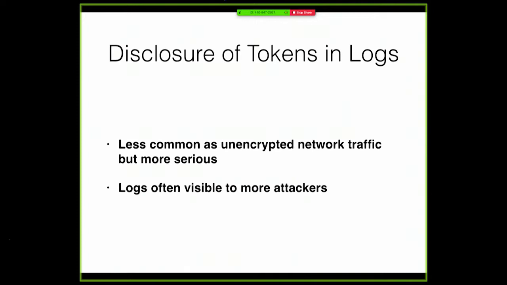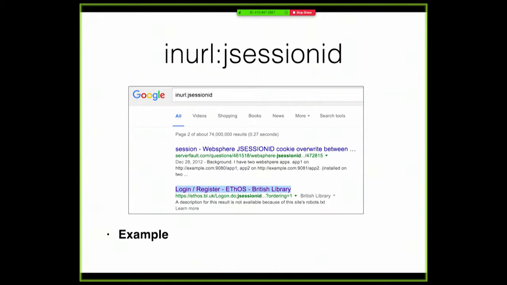All right, so disclosure of tokens in logs is another issue. This is not as common, but it can happen. Logs are visible often to attackers. Often logs are publicly visible, and then you might see tokens in them. And so you can look for "in URL JSESSIONID" and find a bunch of publicly visible servers. Here I found 74 million. They're not all logs, but some of them are.